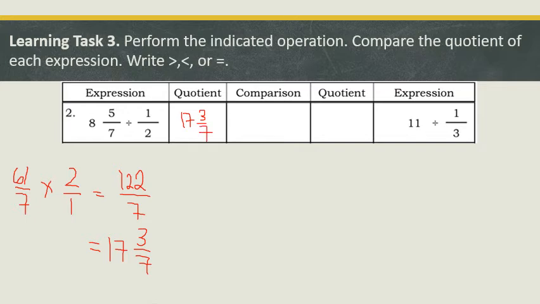Then, doon naman sa sunod, so yung 11, gagawin natin fraction, magiging 11/1. Then, gawin natin multiplication. Then, yung 1/3, gagawin natin 3/1. So, 11 times 3 is 33. 1 times 1 is 1. 33/1 is equivalent to 33. So, ano mas malaki? 17 or 33? So, syempre, yung 33.